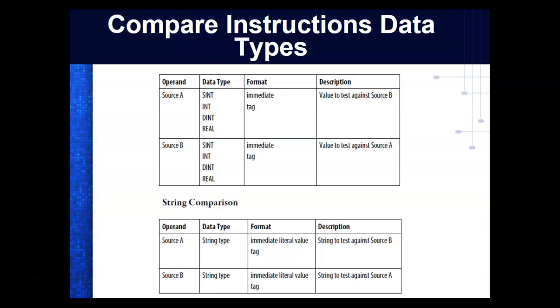Y'all understand immediate? Immediate means you type the number into source A. So that's immediate addressing. You type the number in there. Source tag means it gets that number from another location, right? From another memory location that we specify with a tag.